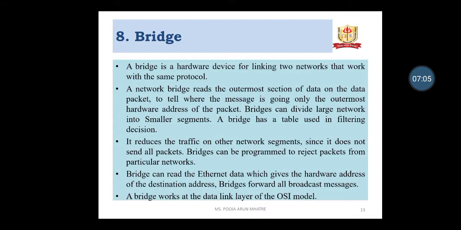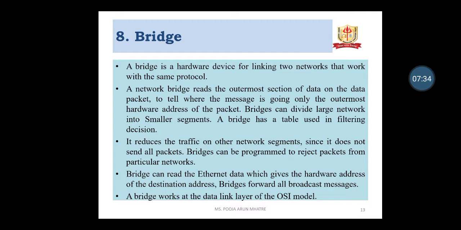Next is a bridge, which is the eighth network device. A bridge is a hardware device for linking two networks that work with the same protocol. A network bridge reads the outermost section of the data on the data packet to tell where the message is going, using only the outermost hardware address of the packet. So bridges can divide a large network into smaller segments.